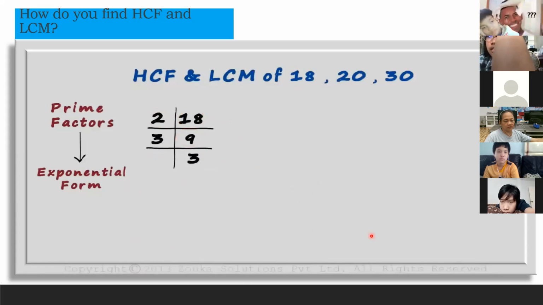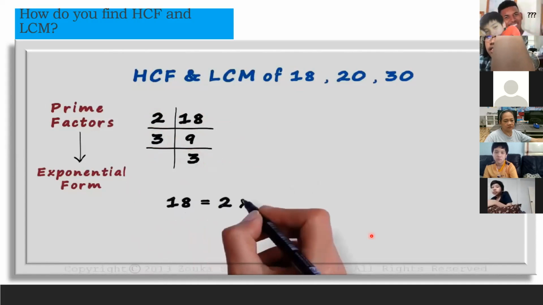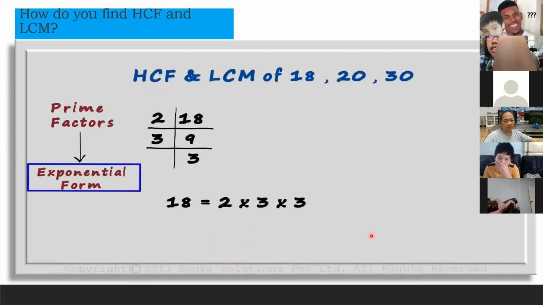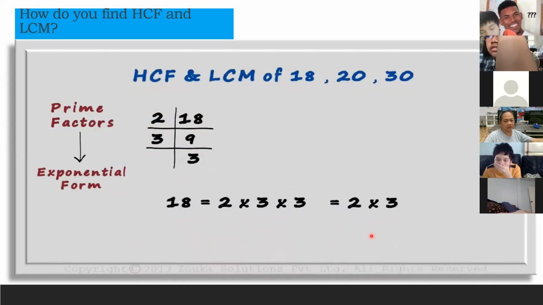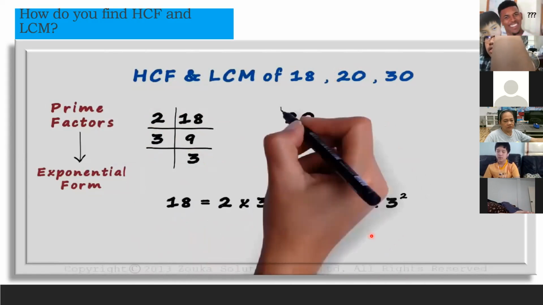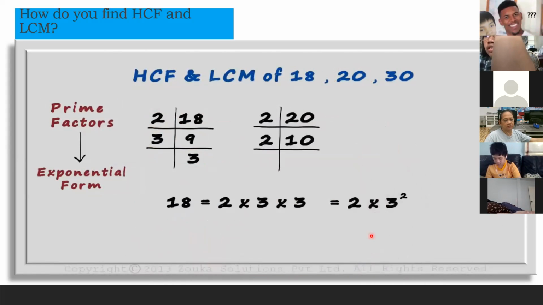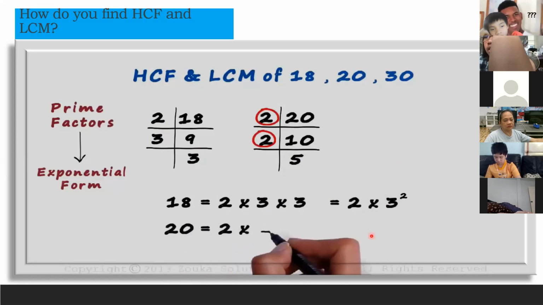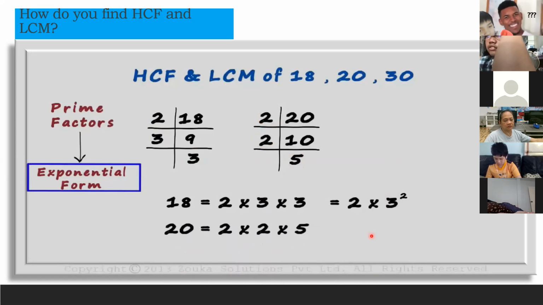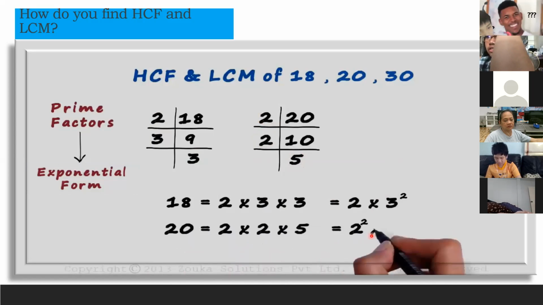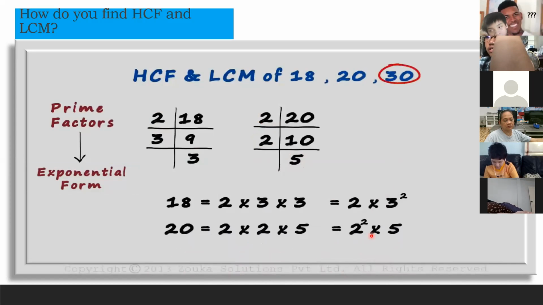So 18 can be written as a product of these three numbers. So 18 will equal 2 times 3 times 3. In exponential form, it can be written as 2 multiplied by 3 squared. Let's move on to the second number, which is 20. It is divisible by 2 and the quotient is 10, which is also divisible by 2. 2 times 5 is 10. We stop here as we got a prime number. 20 can be written as 2 times 2 times 5, and in exponential terms can be written as 2 squared multiplied by 5. And the last number is 30.